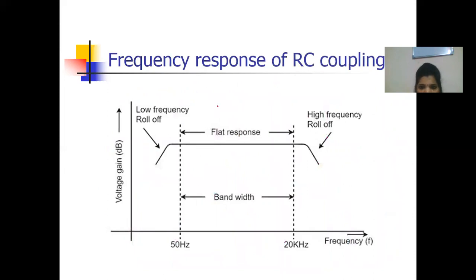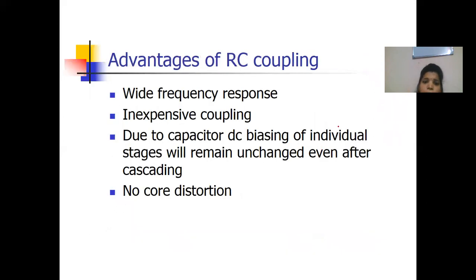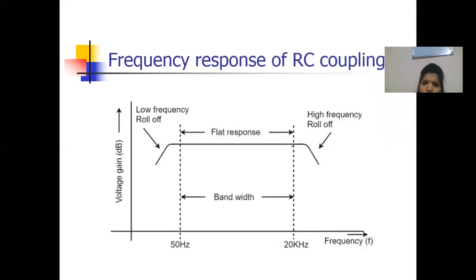This is the frequency response of the RC coupling amplifier. At low frequency, the gain is reduced. At mid frequency range, around 50 hertz to 20 kilohertz, it is flat, and at higher frequency, the gain is reduced again. So this is the frequency response of the RC coupling amplifier. Now, advantages. You can see here flat response between 50 hertz and 20 kilohertz. So it's a wide range.